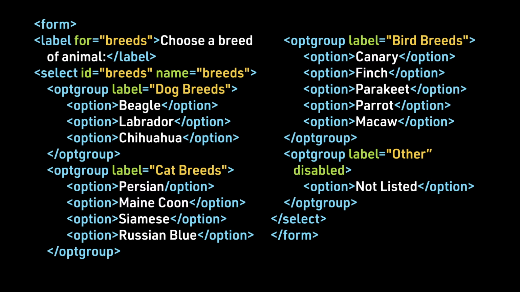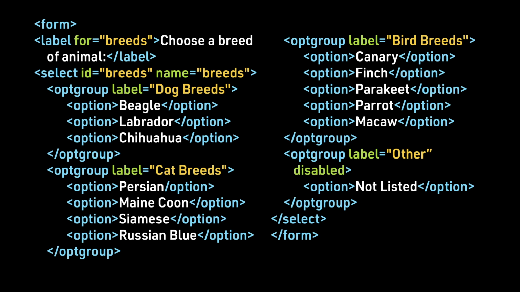So looking at our example, the for attribute for the label element for breeds binds to the ID attribute of breeds in the select element. And then instead of having several options in one row, we see that we have option elements within different optgroups. And these optgroups basically group some of the options together.